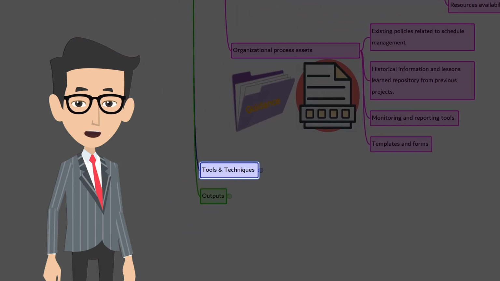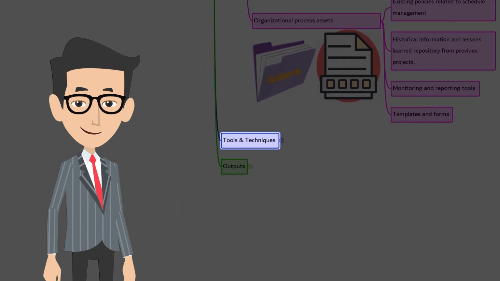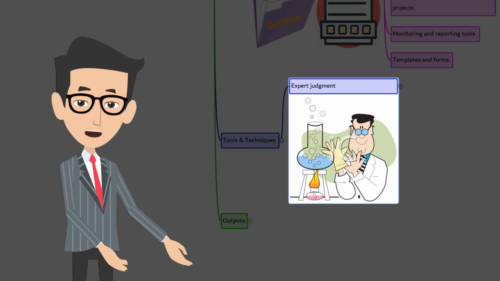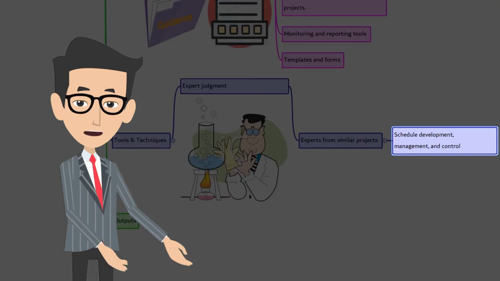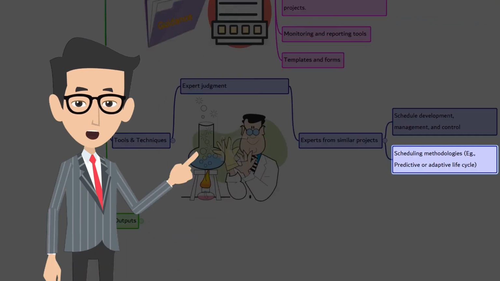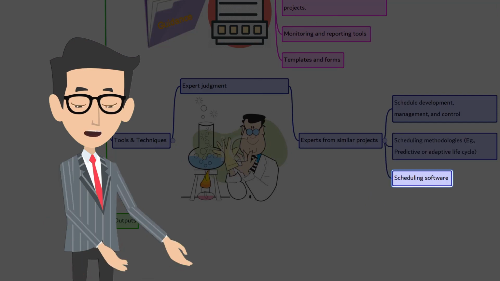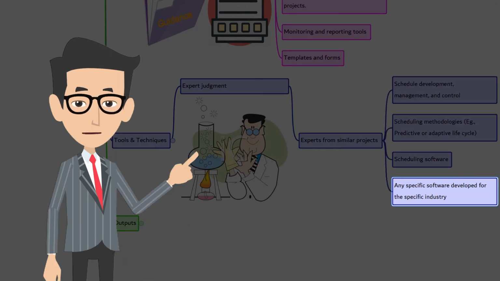All right, now let's talk about the tools and techniques. Expert judgment is the first in the list. For this process, the experts will be from similar projects, schedule development management and control, scheduling methodology, for example, predictive or adaptive lifecycle, scheduling software, any specific software development for specific industry.